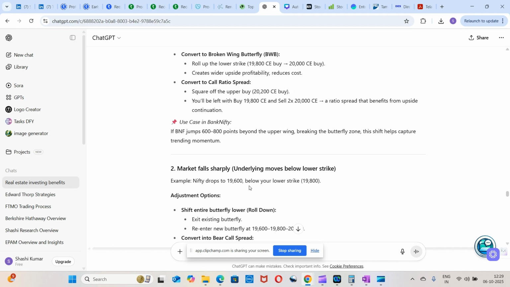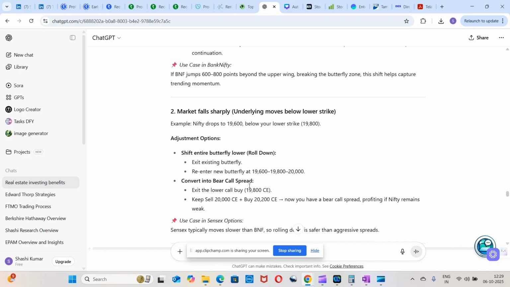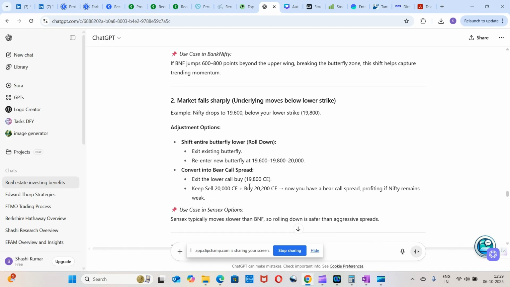A second scenario is the market falls sharply. You have taken a call butterfly, but the market has gone against your view. It has fallen sharply, below your lower strike.